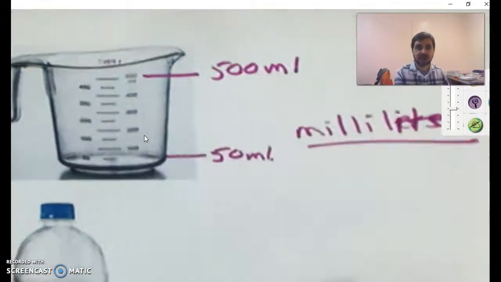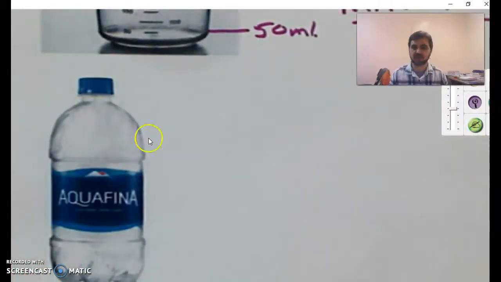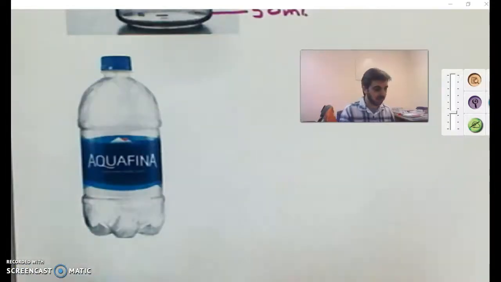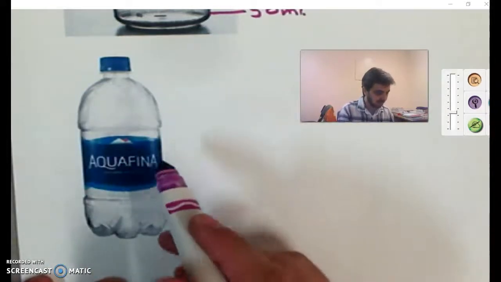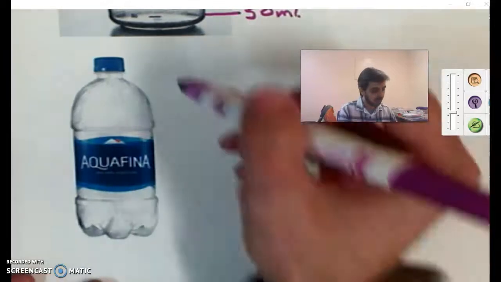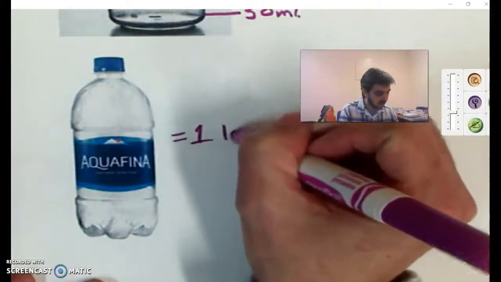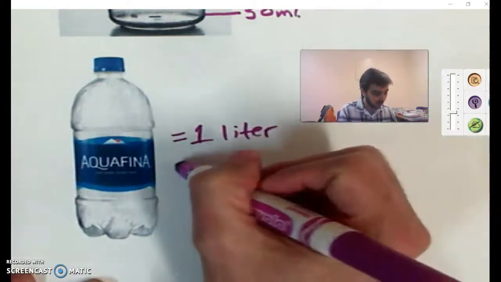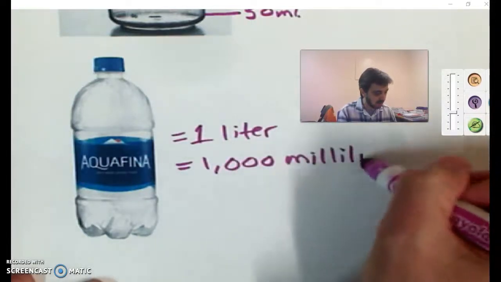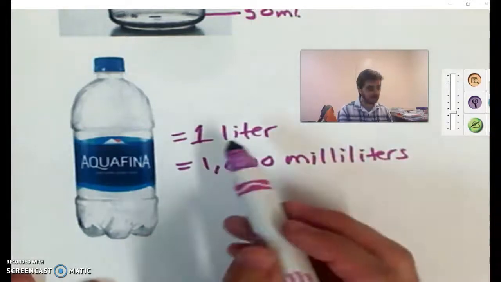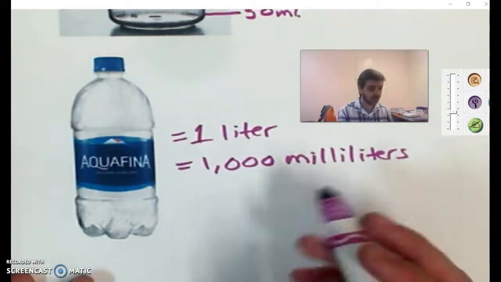Okay, in fact, if you look here, this is a water bottle, which you're probably used to seeing. Let me zoom out a speck. All right, so this is a water bottle that you might see, and this is equal to 1 liter, or it's equal to 1,000 milliliters. So 1 liter is the same as 1,000 milliliters. So milliliters are a lot smaller than liters, okay?